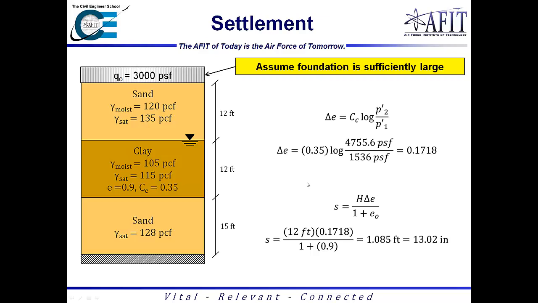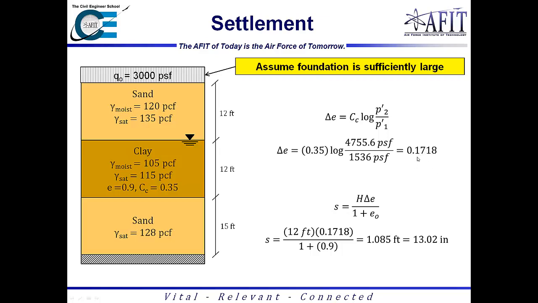So getting into actually calculating the change in the void ratio, we're going to wind up using this equation right here. And so I'll plug in my coefficient of consolidation, which is 0.35, and I'll multiply it by the log of 4756 divided by 1536, and I'm going to wind up with about 0.1718, which is a pretty considerable change in void ratio.